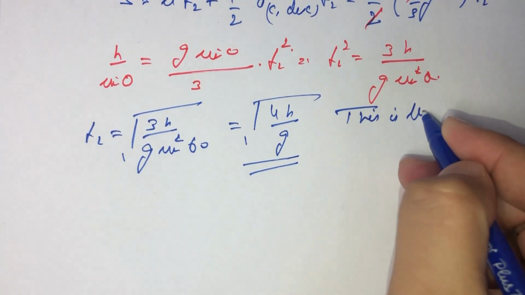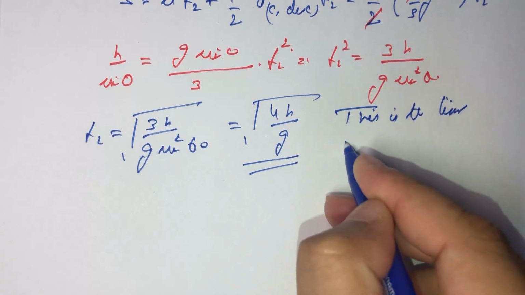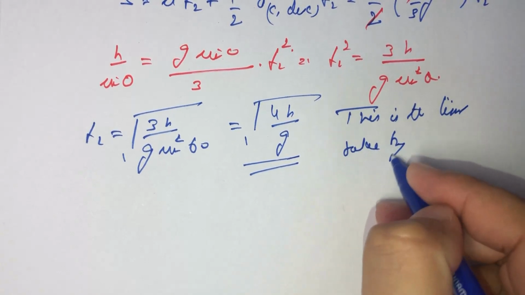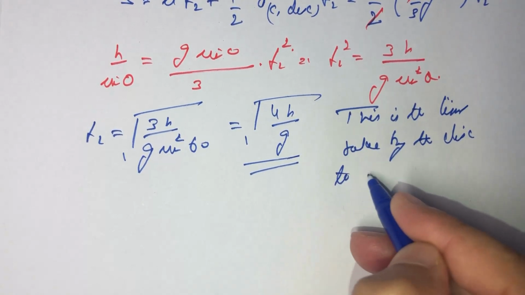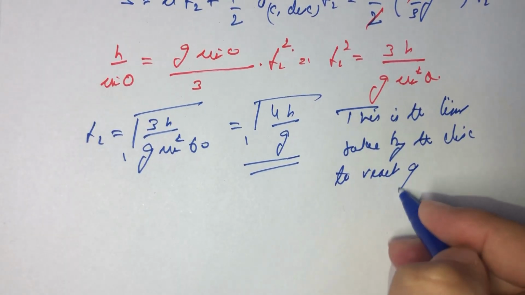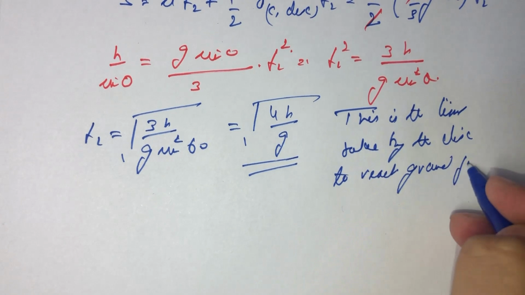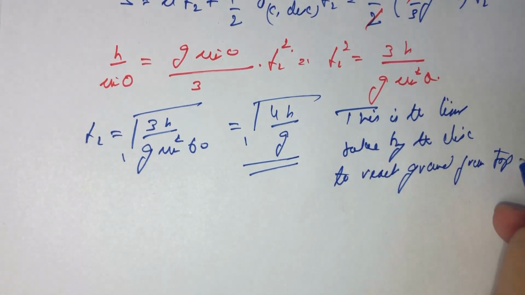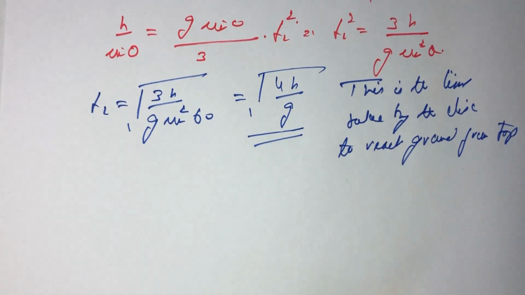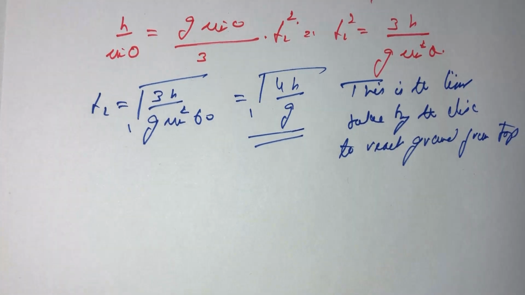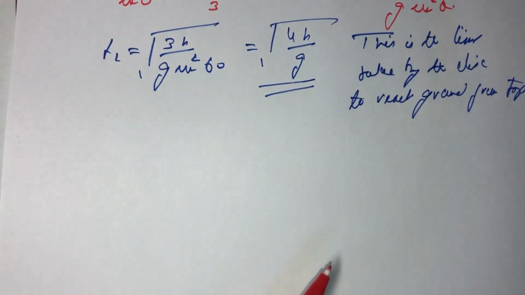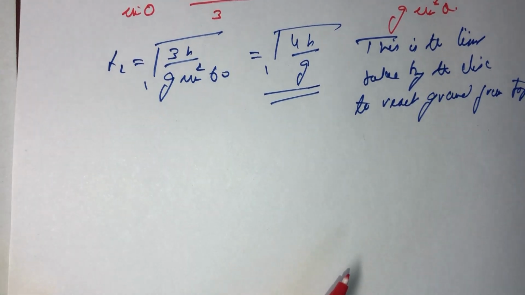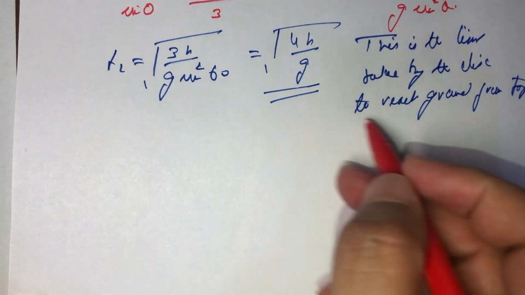So this is the time taken by the disk to reach the ground from the top. And in the question it is given that the difference, that is T1 minus T2, is 2 minus square root of 3 divided by square root of 10.